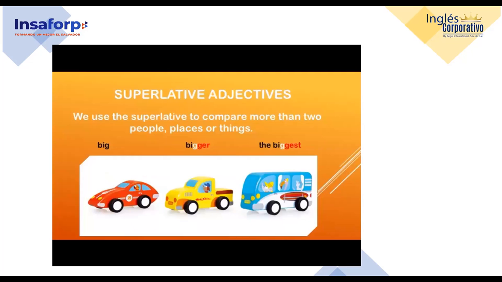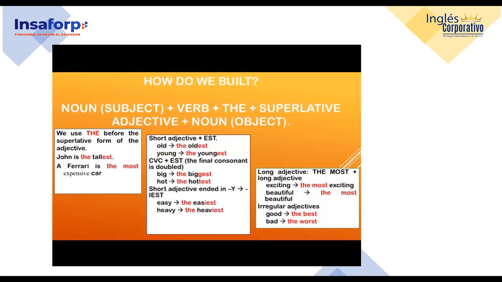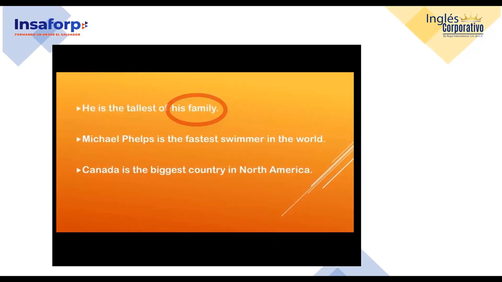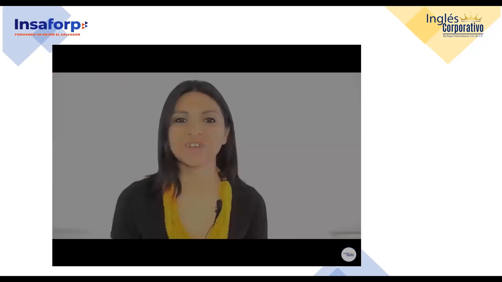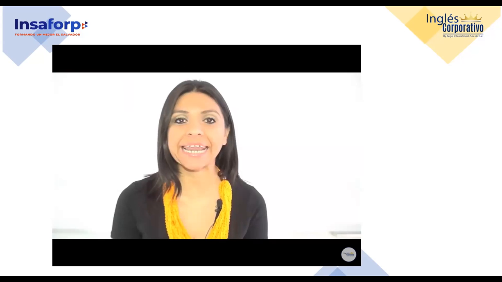Ready to learn about superlative adjectives? Superlative adjectives are used to describe an object which is at the upper or lower limit of a quality. They are used in sentences where a subject is compared to a group of objects. Follow this pattern. Noun or subject plus verb, plus the, plus superlative adjective, plus noun or object. Study the chart. Just as comparative adjectives in superlative form, we also have short, long, and irregular adjectives, which you need to take into account when using them. Examples: he is the tallest of his family. Michael Phelps is the fastest swimmer in the world. Canada is the biggest country in North America. Can you write one sentence using good in its comparative form? Now write another sentence using good in its superlative form. Write both sentences in our discussion box.